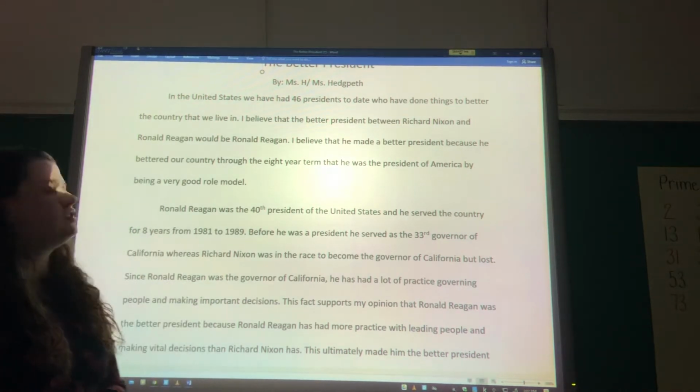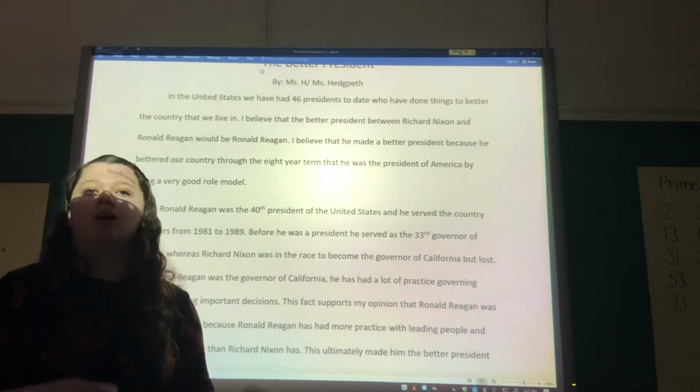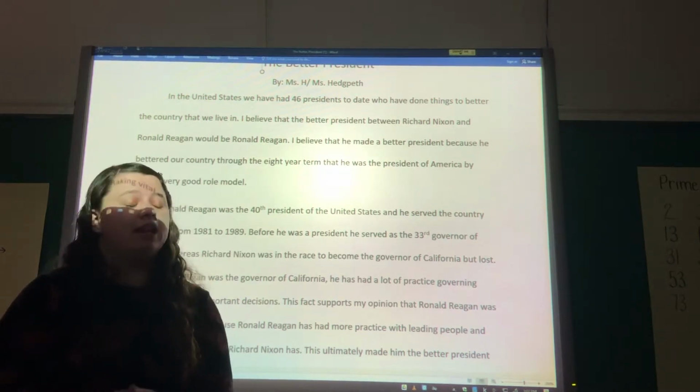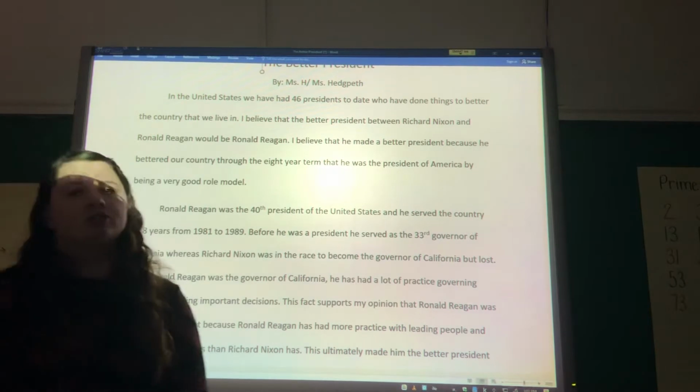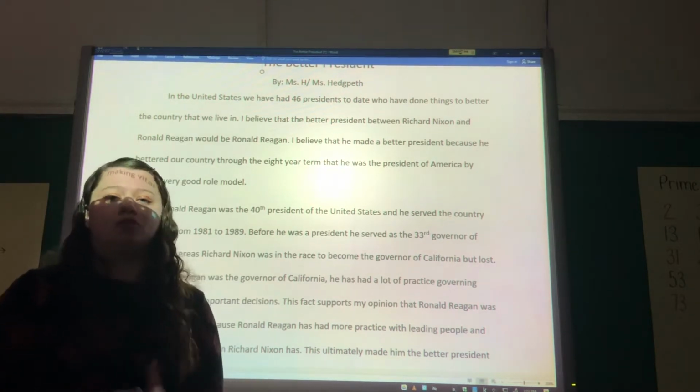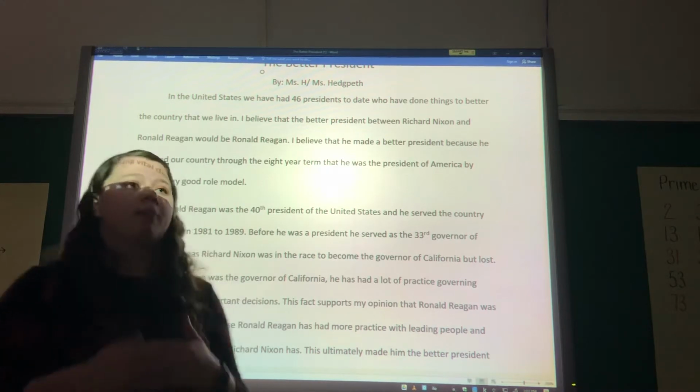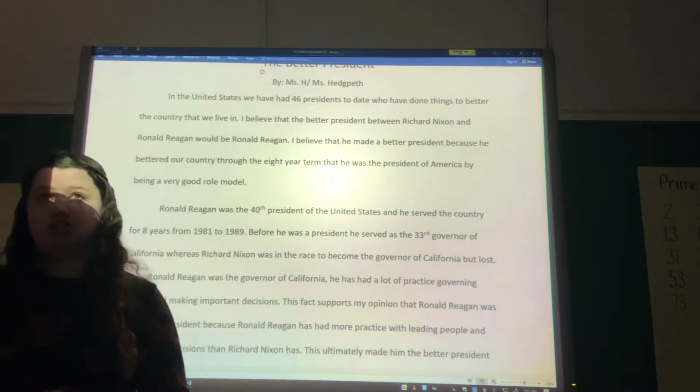And then we get into talking about which one you think is better than the other, based on the facts that you've seen and the opinions that you have. So remember that your essay is all about either George Washington or Abraham Lincoln, whichever one you think is the best president. But for my example, I used Ronald Reagan and Richard Nixon.